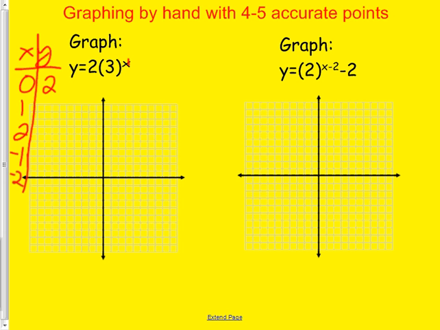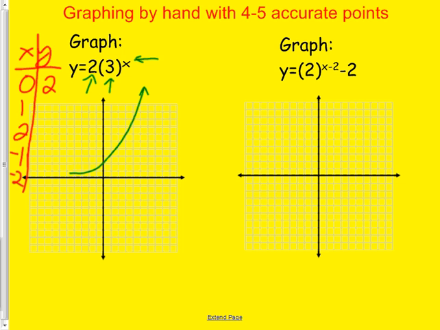Okay, as I'm looking at this, I'm thinking, all right, I know that this thing has a base of 3, so it's going to be kind of steep. And then this 2 in front means twice as tall as it used to be. And then this x power here means that it's an exponential, so I know that this whole thing is generally looking like that. Now that's a rough sketch as opposed to graphing.